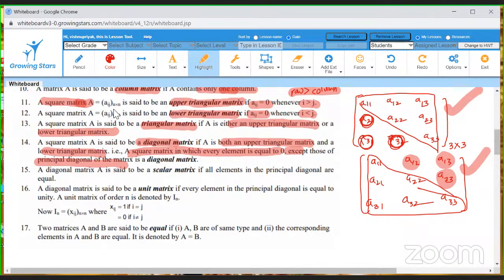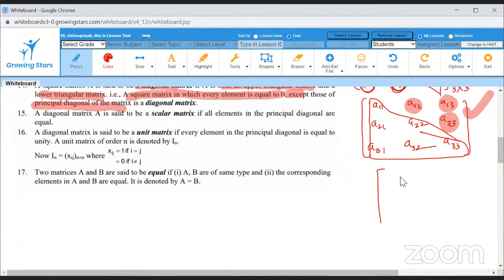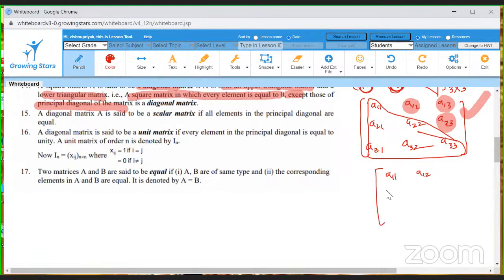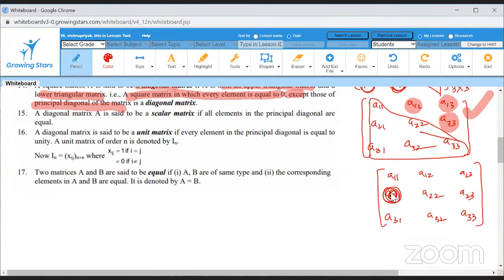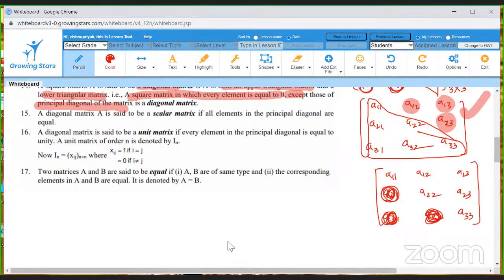What do you mean? Again, I repeat. A square matrix is a diagonal matrix if A is both an upper triangular matrix and a lower triangular matrix. What do you mean by upper triangular matrix and lower triangular matrix? Suppose A11, A12, A13, A21, A22, A23, A31, A32, A33. In an upper triangular matrix, the elements with row greater than column are 0.